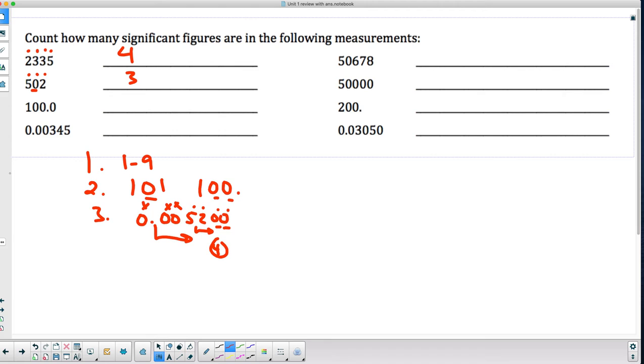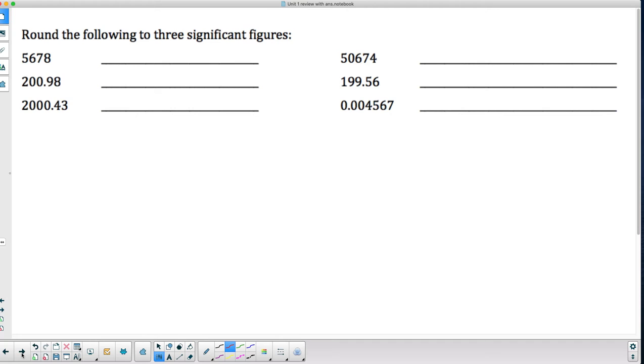We take a look over here. Let's do this one here, the last one in the second column. And I notice that I have that one, zeros to the left of the non-zero numbers are never significant. I have 1, 2, 3, 4, so that would be 4. So let's continue on. Okay, this one is about rounding the following to 3 significant figures.